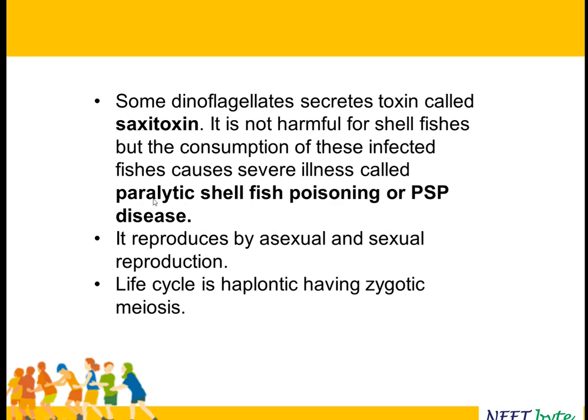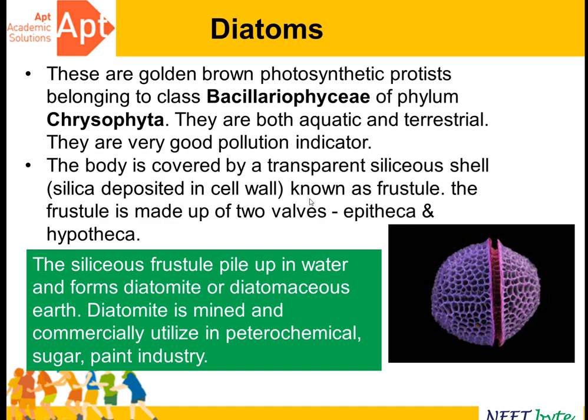Now, some of them secrete a toxic material called saxitoxin, and they cause disease among the fishes. That disease is called paralytic shellfish poisoning, or PSP disease. It reproduces asexually, and in sexual reproduction the life cycle is haplontic and the meiosis is zygotic. We have already discussed the haplontic life cycle, right?